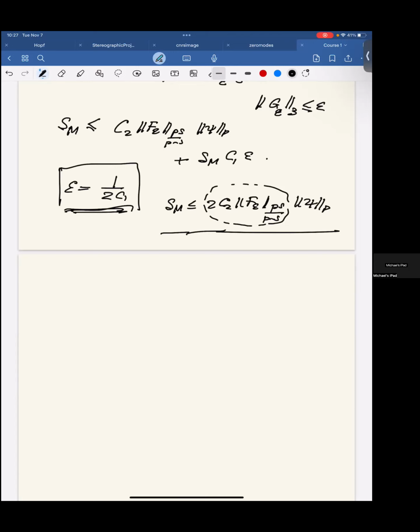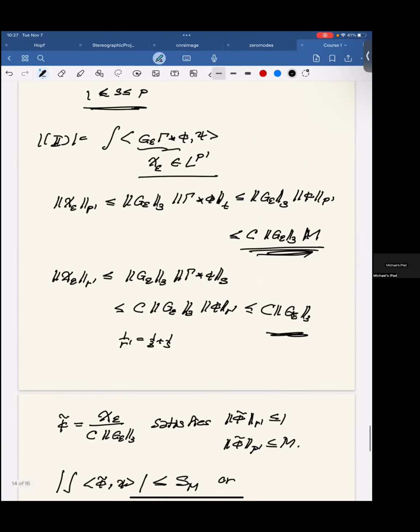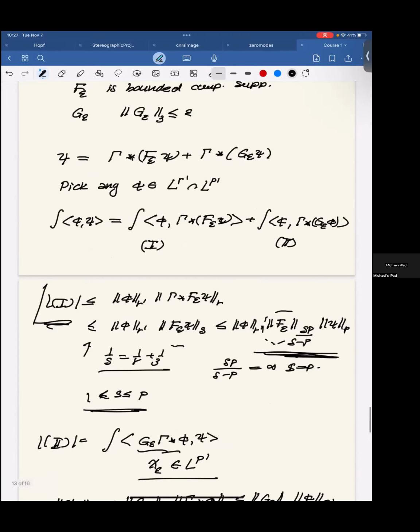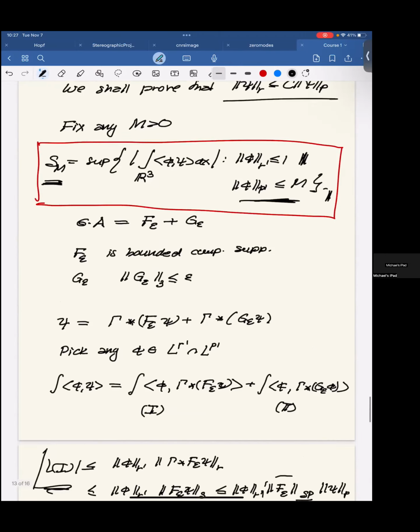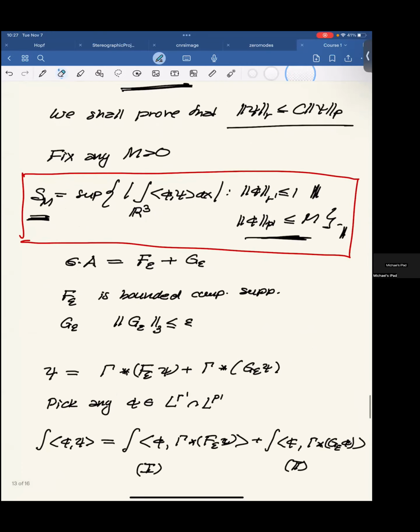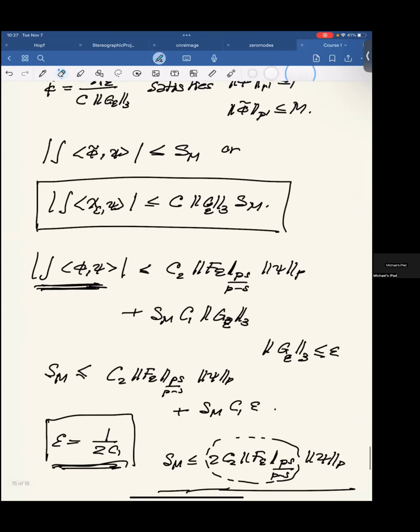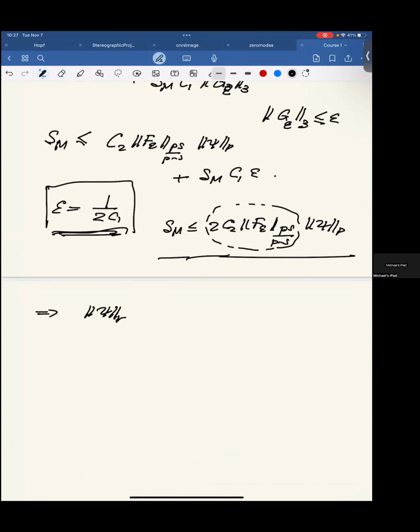So we take the sup, and what do we learn? We learn that the psi r, remember the definition? Where was it? Here. Right? This M now doesn't play a role. I can actually let it go off to infinity. And what do I learn? I learn that the Sm gives me an estimate of the type that psi r is less or equals some constant times psi p. And therefore, psi is in L^r. And that proves it. Okay?